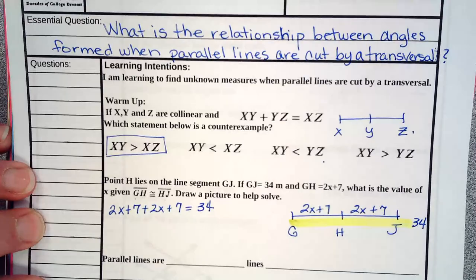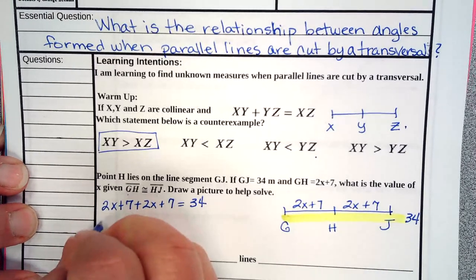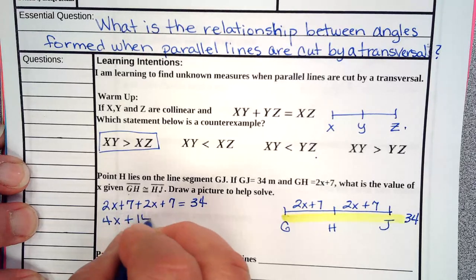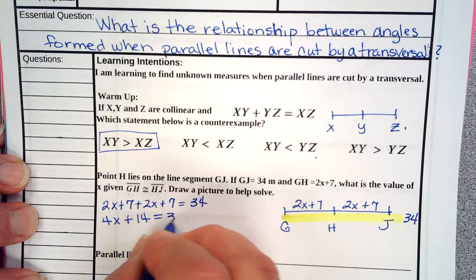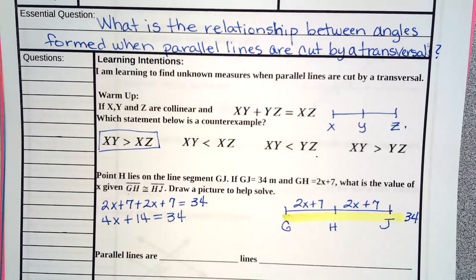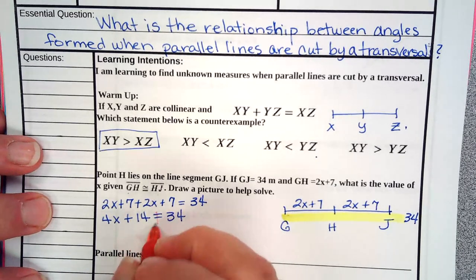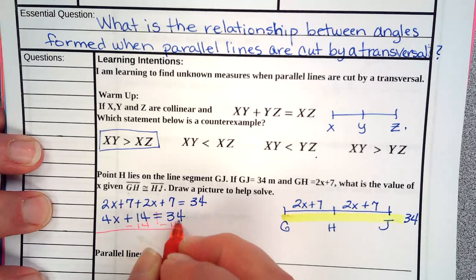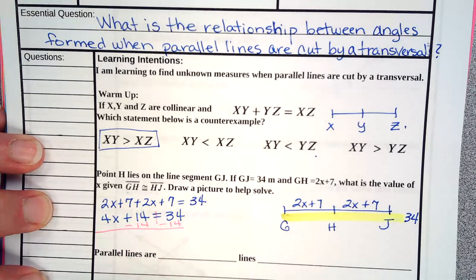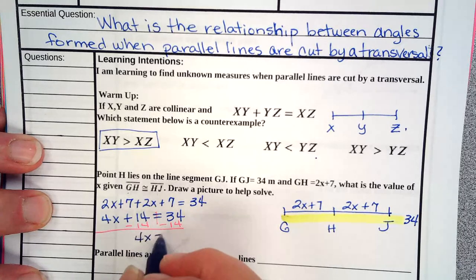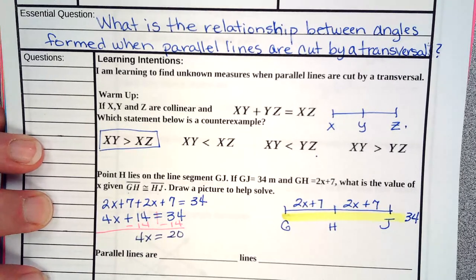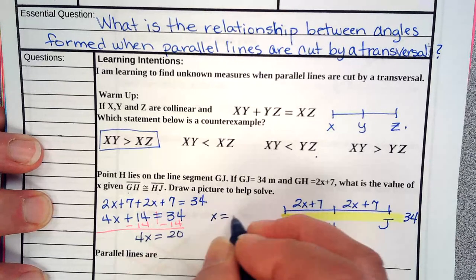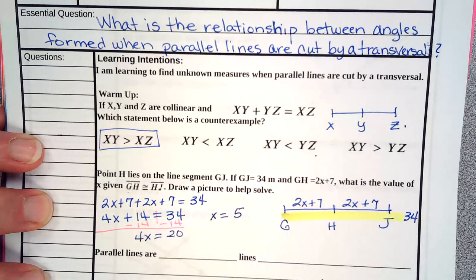2x plus 2x is 4x. 7 plus 7 is 14. 4x plus 14 equals 34. Okay, let's solve. I'm going to subtract 14 from both sides. 4x will equal 20. When I divide by 4, then x will equal 5.